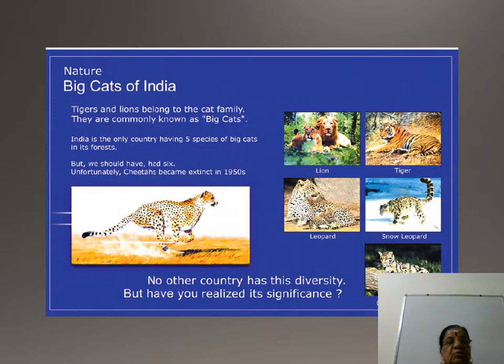Okay, the next one, big cats of India. I have given this also just for reference. Tigers and lions belong to the cat family. They are commonly known as big cats. India is the only country having 5 species of big cats in the forest. No other country has this diversity, but you have to realize the significance that these animals should not become endangered or extinct. I hope you understand.